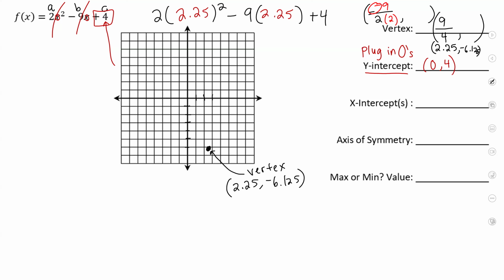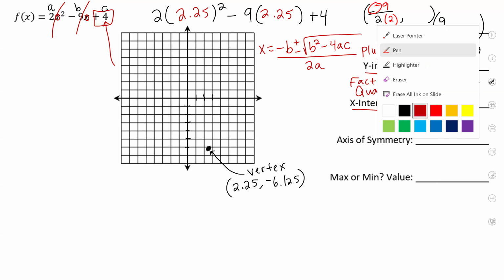Okay, now the x-intercept. You guys can use 2 different methods here. You can factor and figure out what your x-intercepts are, or you can use the quadratic formula. We're going to be using the quadratic formula a lot this unit, so I'll just go ahead and do the quadratic formula. But you can use either or. The quadratic formula will always work. The formula is x equals -b plus or minus square root b squared minus 4 times a times c all over 2a. And we're just going to plug in the values.